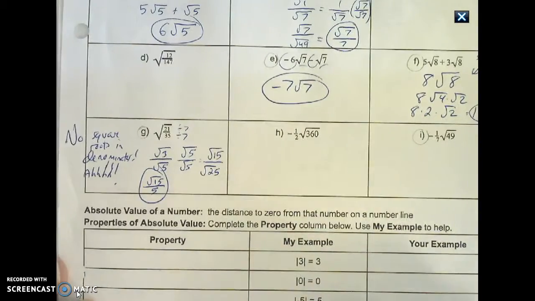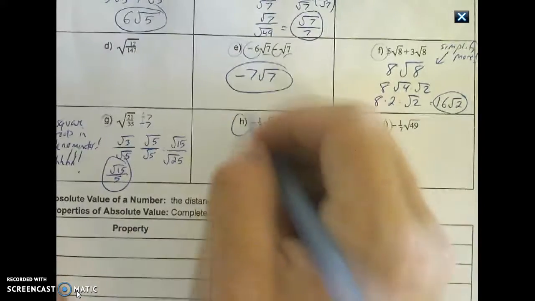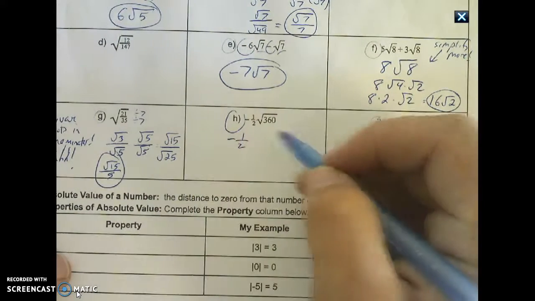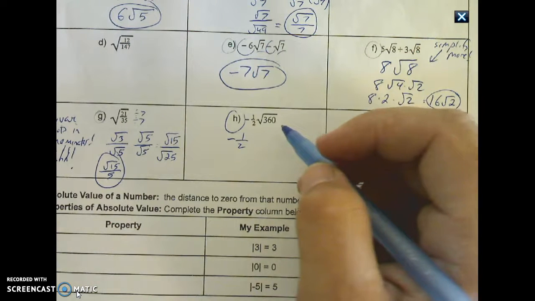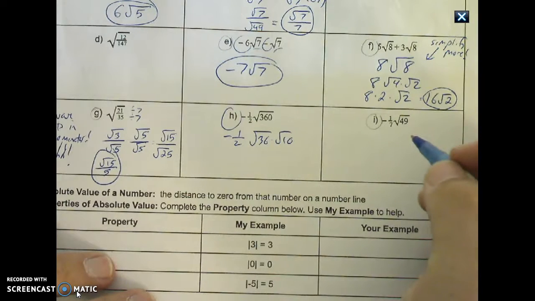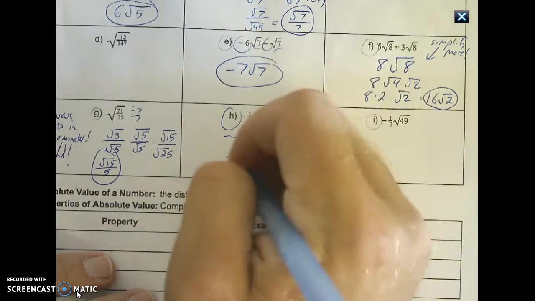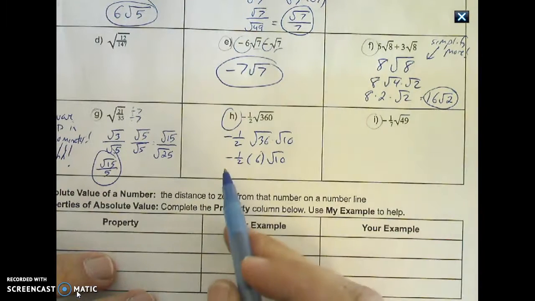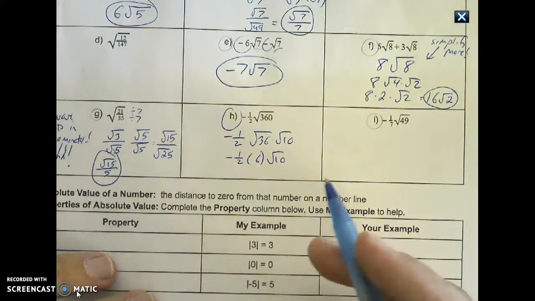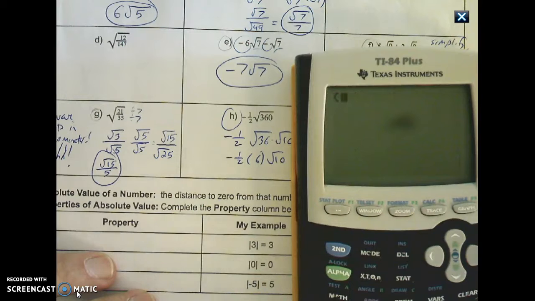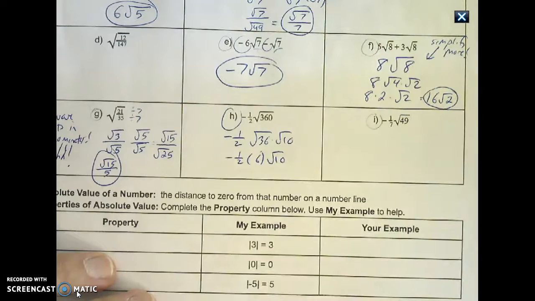Cool. Alright. I'll tell you what, I'm going to show you guys part H as well. Originally I wasn't going to, but it's actually a nice problem. Negative 1/2 root 360. What perfect square can go into 360? Well, 36 times 10. The square root of 36 is 6. Alright, so negative 1/2 times 6. Guys, feel free to use a calculator. If you really wanted to, negative 1 over 2 times 6 is negative 3.